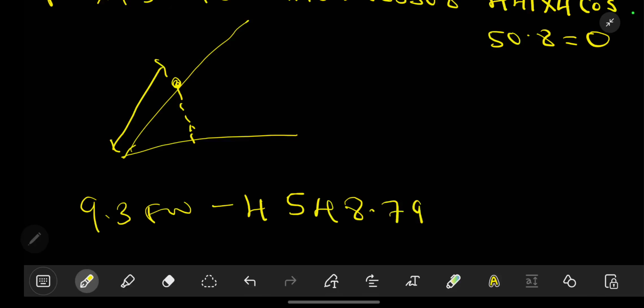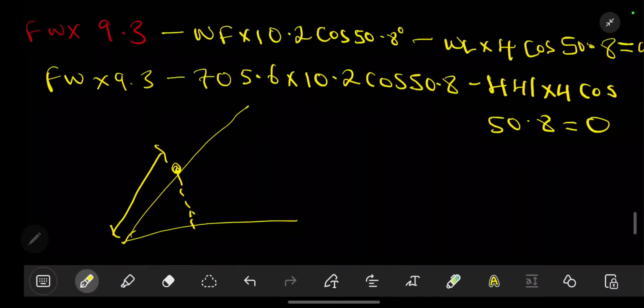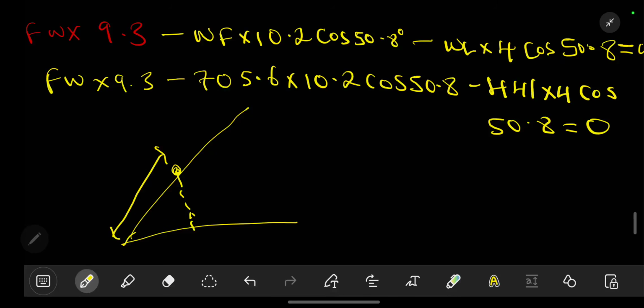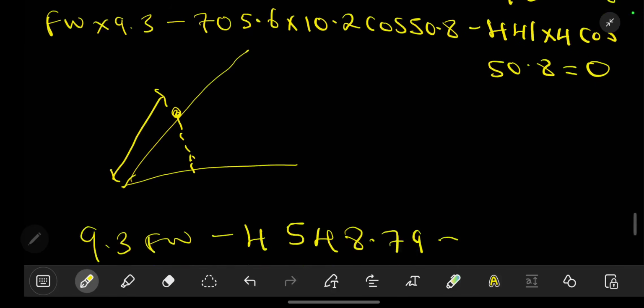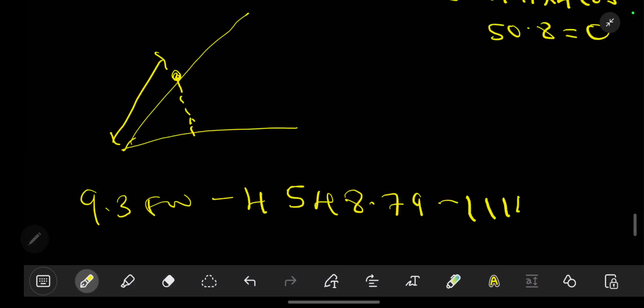4,548.79. Then this value minus, if you press here, 441 times our 4 cos of our angle 50.8, we are going to get a value. 441 times 4 cos of 50.8 is giving us a value of 1,114.9. This should be equal to 0.